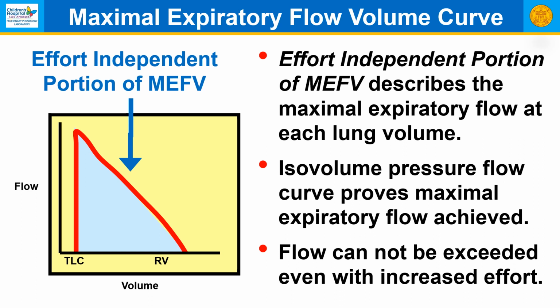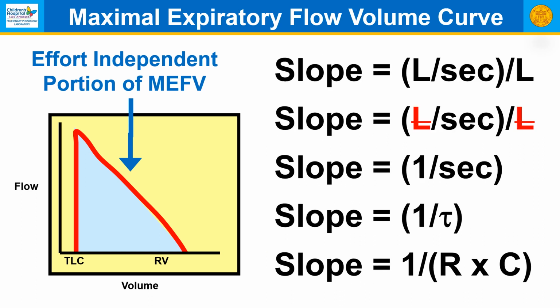So again, the effort-independent portion describes maximal expiratory flow at each lung volume. The isovolume pressure flow curve, which we talked about when we talked about mechanics, proves that maximal expiratory flow is achieved and the flow cannot be exceeded with increased effort. Right? You have to put enough effort in to get to that point, but flow can't be exceeded if you put in increased effort. Now, the slope of this line, okay, is liters per minute divided by liters.